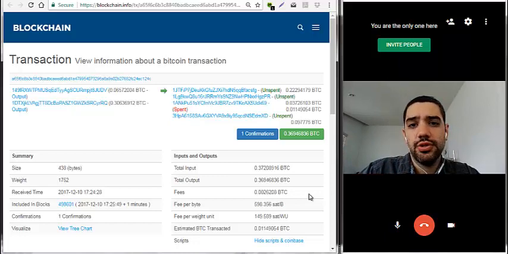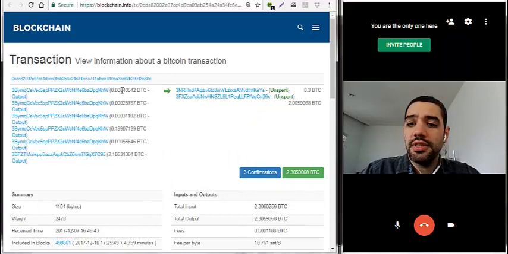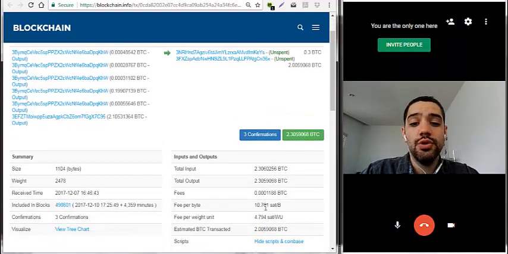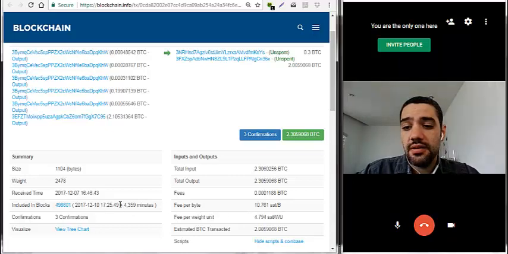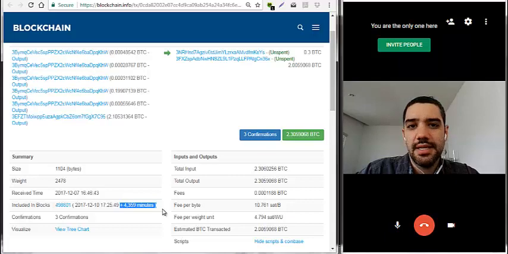Now, if we take a look at this last example, you'll notice that we have a lot more inputs, which add up to a size of about 1,100 bytes. But the fee that the sender paid is actually 10 satoshis per byte, which is a lot less than the previous transactions. And because of this, the transaction was included a little over 3 days after it was broadcast to the network.